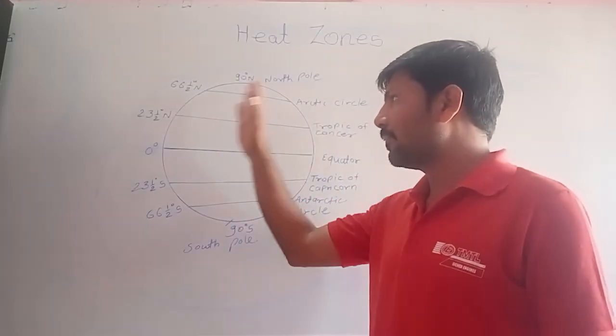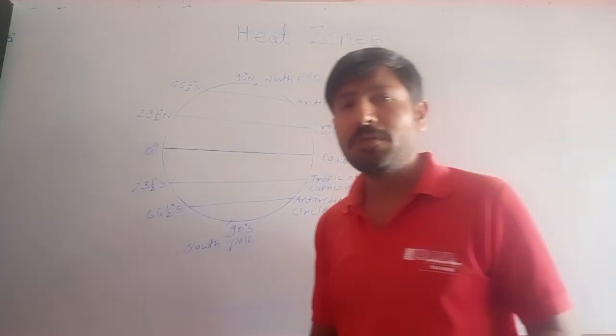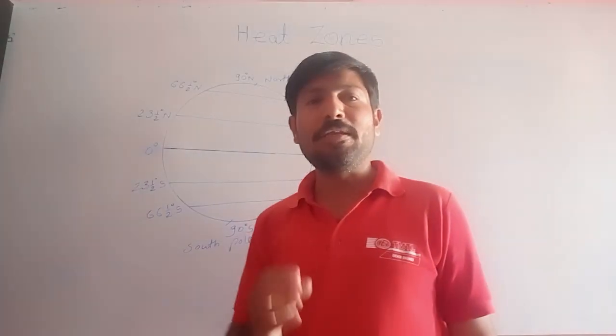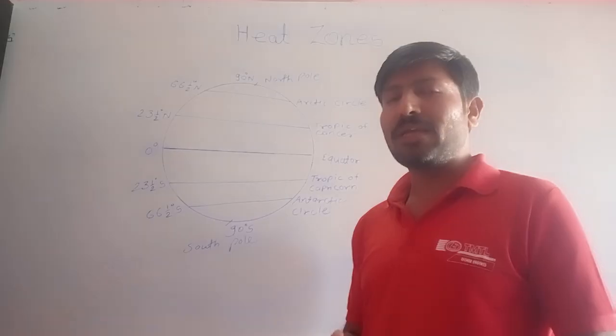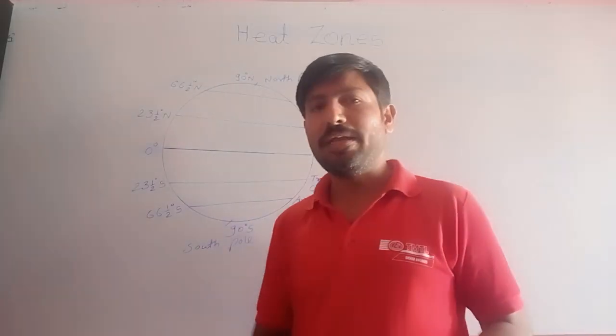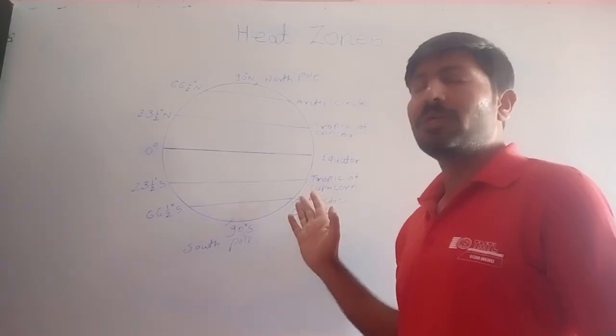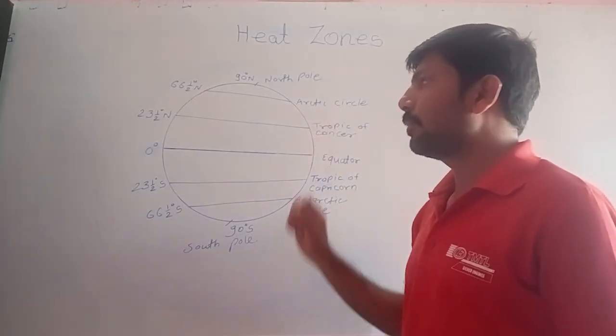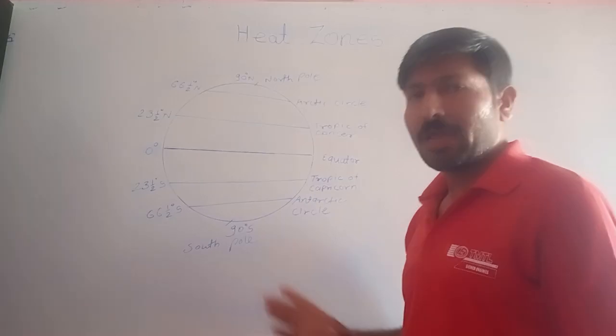For that I have drawn here the picture of a globe. Through the medium of this globe I am going to explain where exactly the heat zones are located in the world and which are those three heat zones that we have to see through this video. For that purpose, I have drawn here the picture of a globe with the major parallels.